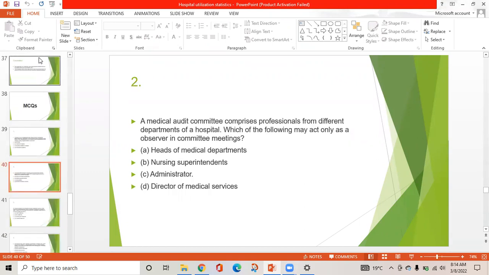Second MCQ: a medical audit committee comprises professionals from different departments of a hospital. Which of the following may act only as an observer in committee meetings? Option A is head of medical department, option B nursing superintendent, option C administrators, and option D director of medical services.